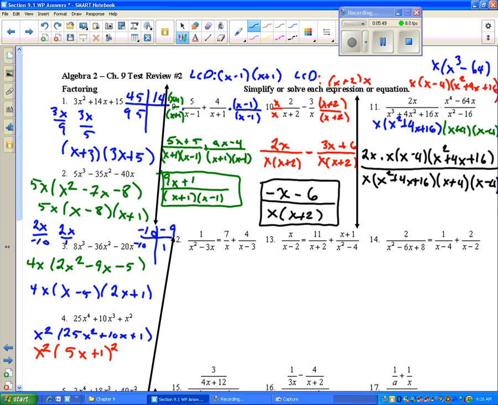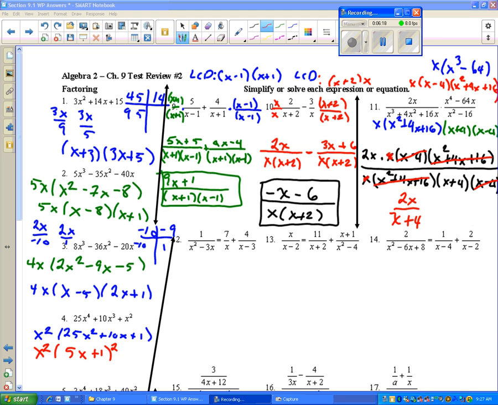All right, now let's cancel. This x squared plus 4x plus 16, these two cancel. X minus 4 and x minus 4 cancel. This x and this x cancel. So I'm going to be left with 2x over x plus 4. And that should be my answer.